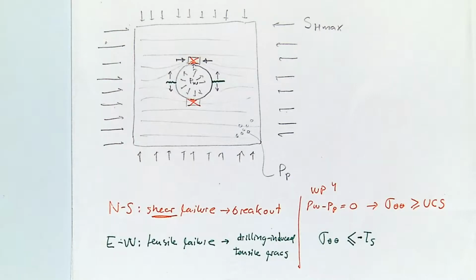So let's put an example just to make clear. Let's say your tensile strength is 1000 psi. If your stress is lower than negative 1000 psi, that means that it's going to fail under tension. If it's negative 900, that's still okay.